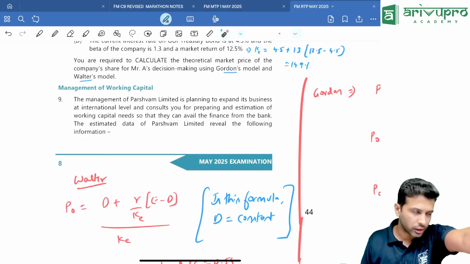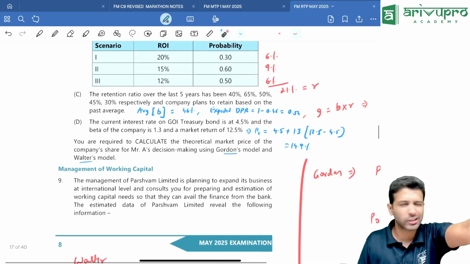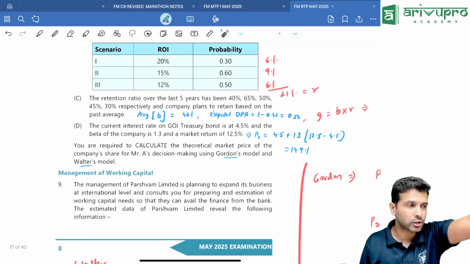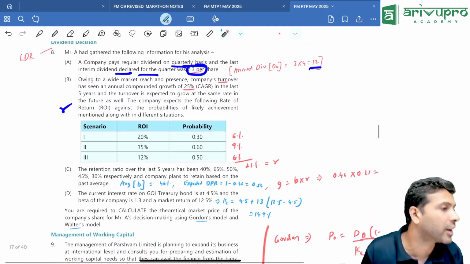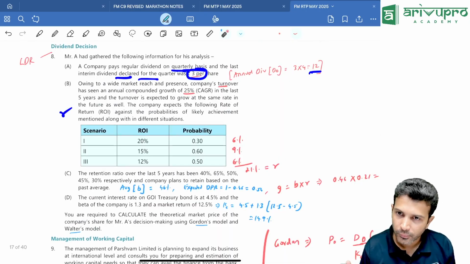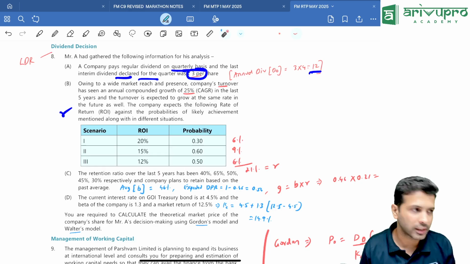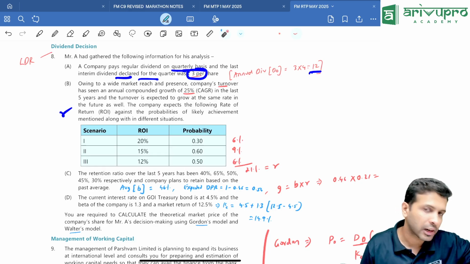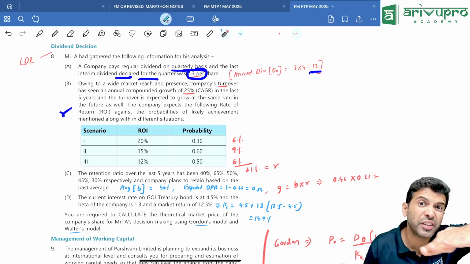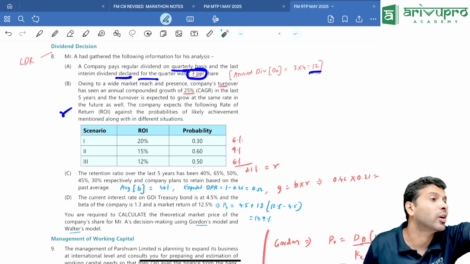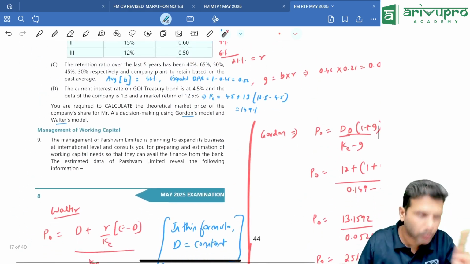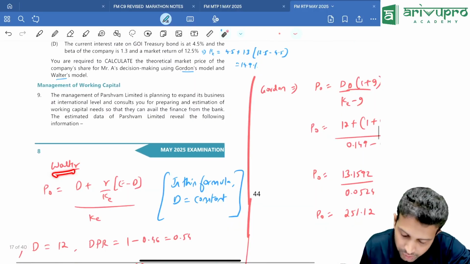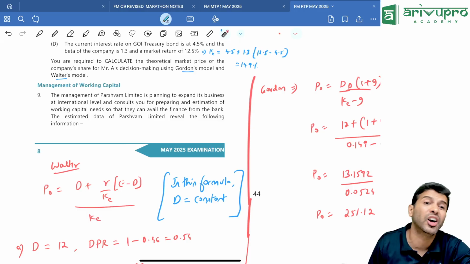Now stop. Tell me Walter's formula once. You should be knowing this actually. D plus R into E minus D divided by cost of equity, the whole thing divided by cost of equity. Fine. Now, did G come in here anywhere? In that Walter formula, is G there? Walter assumes growth rate or dividend to be constant. Growth rate is only applicable for Gordon. So that is one point you should not forget. In the Walter model, we assume that the dividend is constant.